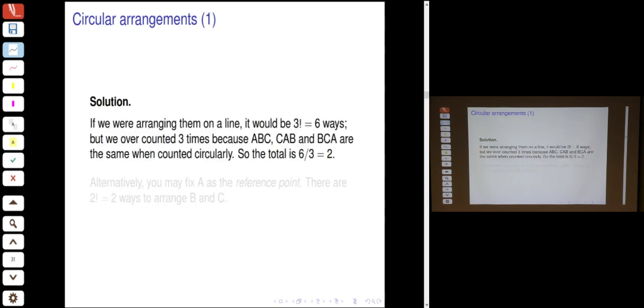Okay, so let's read the solution. If we were arranging them on a line, it would be 3 factorial, 3 objects on a line. But we overcounted 3 times because, just like the example, ABC, CAB, and BCA are the same. So therefore, you have to divide. If you divide, you get 2. There are 2 ways to arrange 3 people. In the tutorial, you have arranged 10 guests and 9 guests. Anyway, you will have lots of exercises.